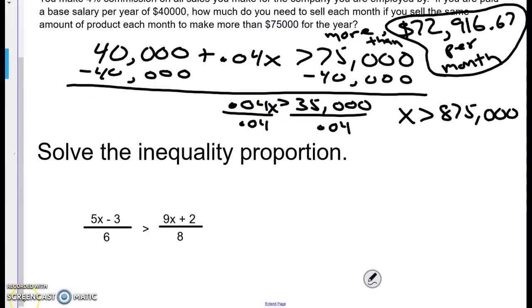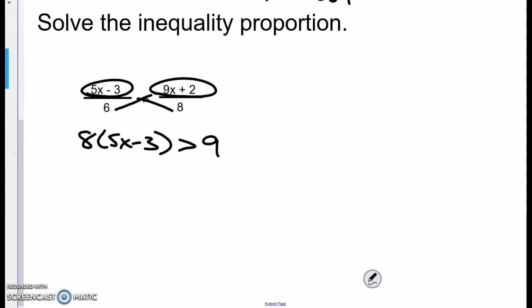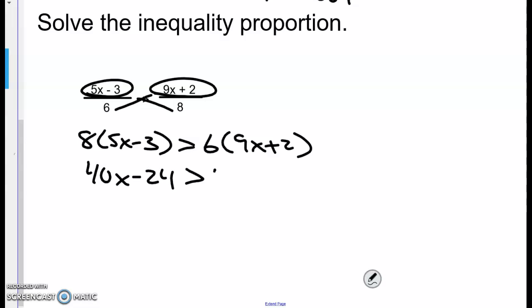Now, with an inequality, with a proportion, the key is this. The numerators have to stay on the same side. So the 8 comes here, and the 6 goes there. So 8 times 5x minus 3 is greater than 6 times 9x plus 2. And now it's what you've been doing the entire time. But with an inequality in between the fractions, it's imperative the numerators stay on the same side. 40x minus 24, 54x plus 12.